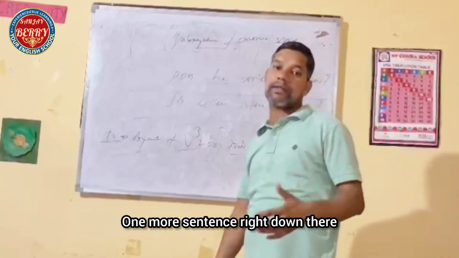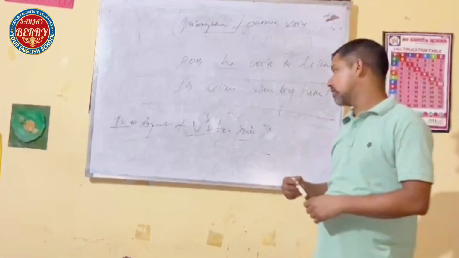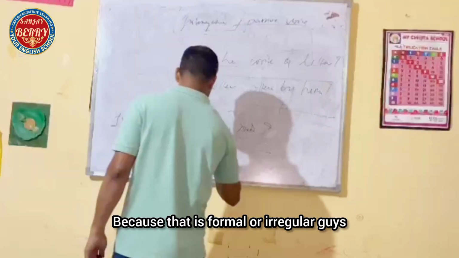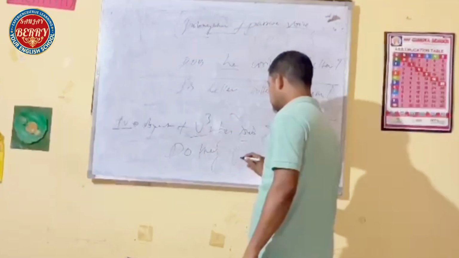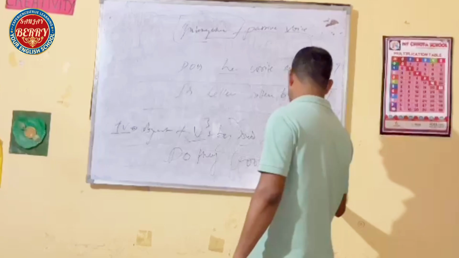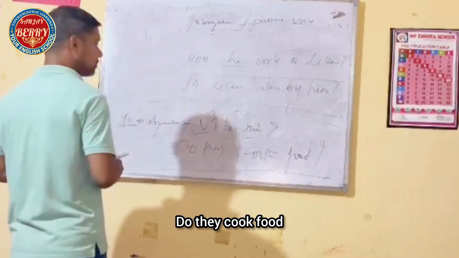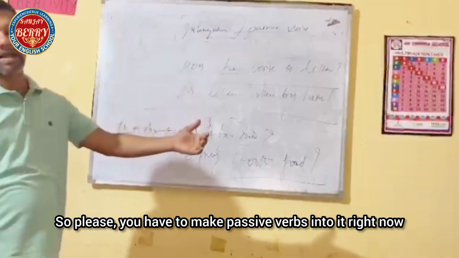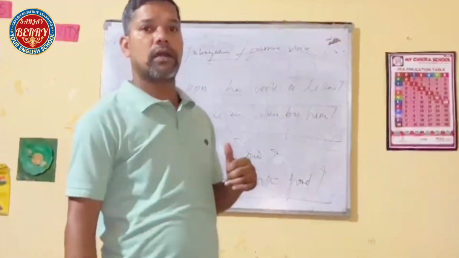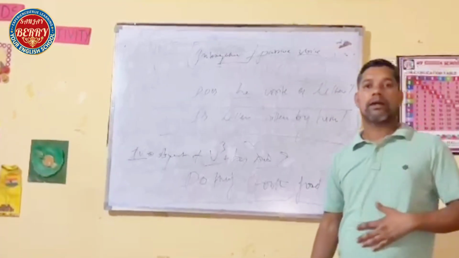One more sentence, write it down. Do they cook food? You have to practice by yourself because the formula is already written, guys. Do they cook food? So please, you have to make the passive voice from it right now. How long is it? 5 minutes? 4 or 5 minutes?